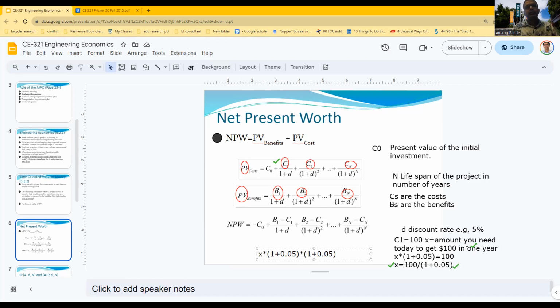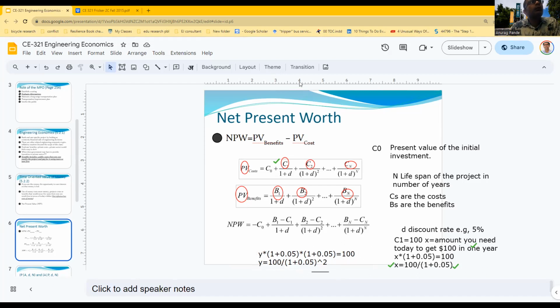So in 2 years, if I change this to 2 years, that should be equal to 100. So if X is the amount you need, let's call it Y amount. Y is the amount I need today to have $100 in 2 years. I can estimate Y as 100 divided by 1 plus 0.05 whole square, right? So I hope you can see.